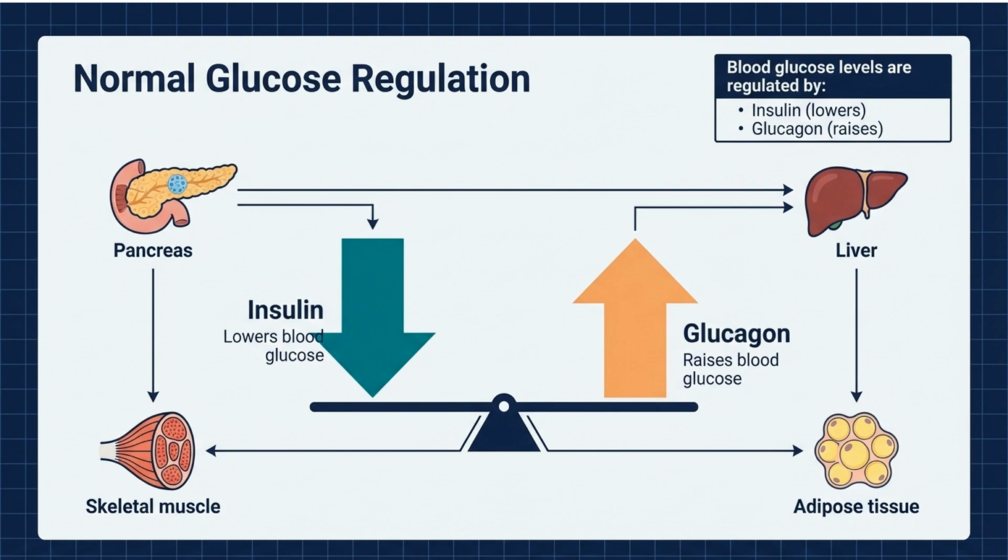Normal glucose regulation is maintained by a balance between insulin and glucagon. Insulin, secreted by the pancreas, lowers blood glucose by promoting uptake into tissues like skeletal muscle and adipose tissue. Glucagon, from the pancreas, raises blood glucose by signaling the liver.